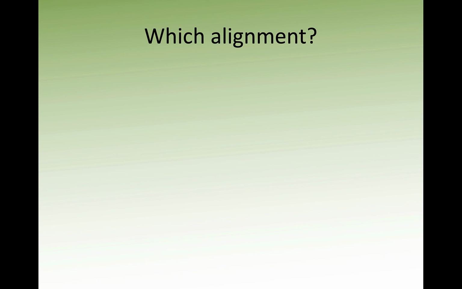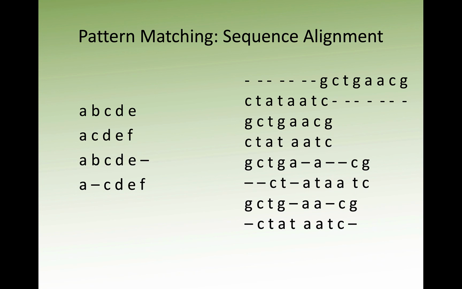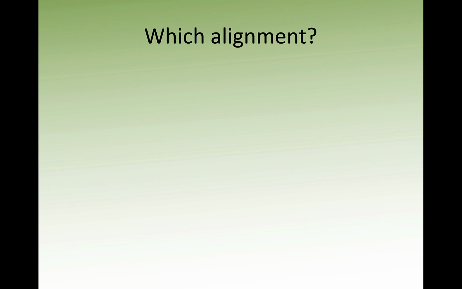So the question is, remember that I had multiple options over here on the right, all these different options for sequences. How do I pick which one's the best?